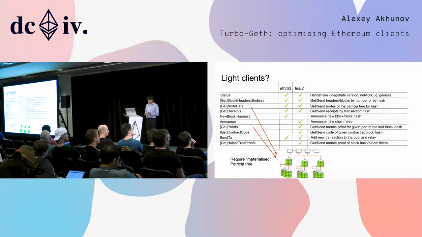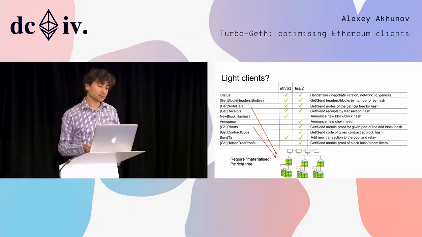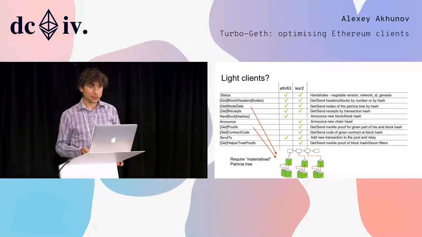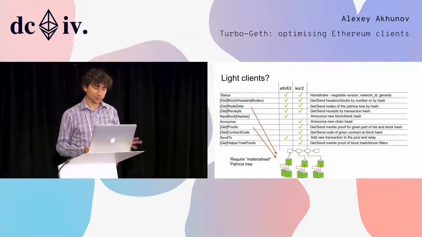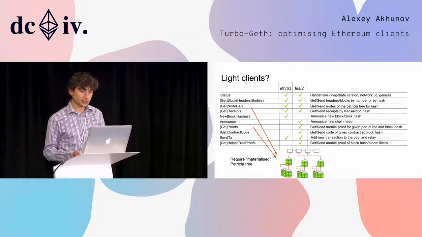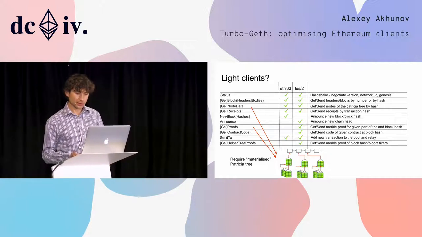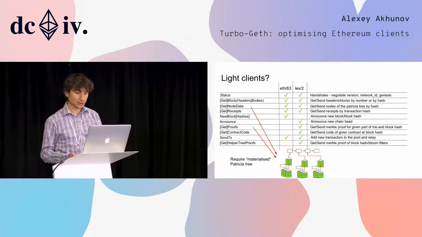And the reason for that is because I simply don't store any hashes in a database. And I kind of do, but not much, only for the current state. So what the light clients actually need, you can see on the right-hand side, all the ticks that the LES2 protocol needs, all this support of all these things. And the ones that I currently cannot provide are the ones which I pointed with the red arrows, which is node data and proofs, right?